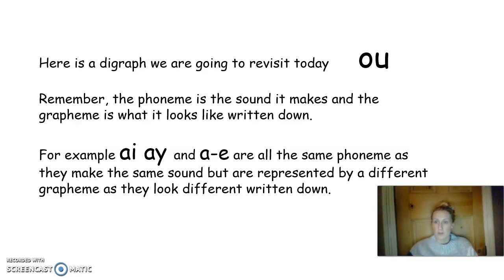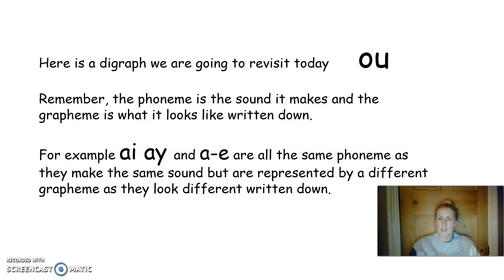So this is a digraph we're going to revisit today. We're going to revisit the ow digraph, and I'm going to talk you through it the same again, so we keep having the same conversations. The phoneme is the sound it makes, so it makes the sound ow, and the grapheme is what it looks like written down. So o and u make the ow sound. If you've got the o and the w, that also makes an ow sound, like cow, doesn't it? So have a think about maybe writing this down at the top of your piece of paper, just so you've got it there to always keep referring back to.